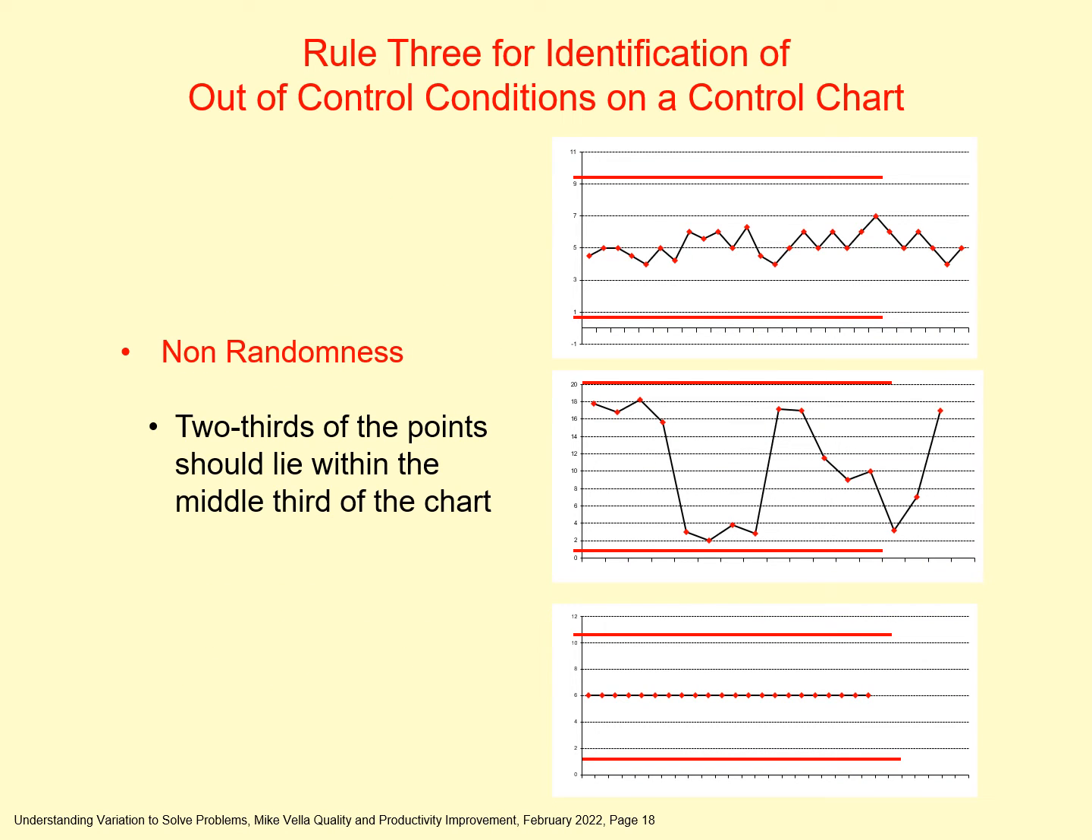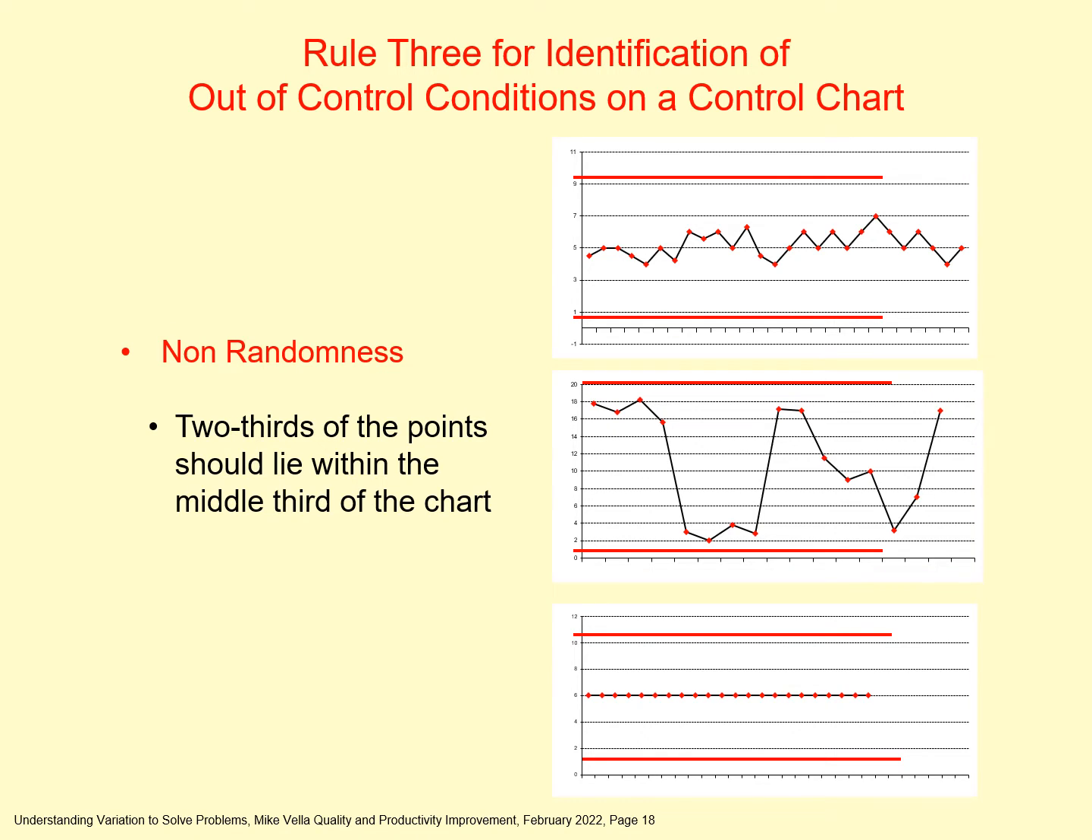So of our 3 rules of identification of out of control condition, this is rule 3. You recall rule 1 is points beyond a control limit. Rule 2 is shifts and trends, and this rule is called non-randomness, or sometimes called stratification.